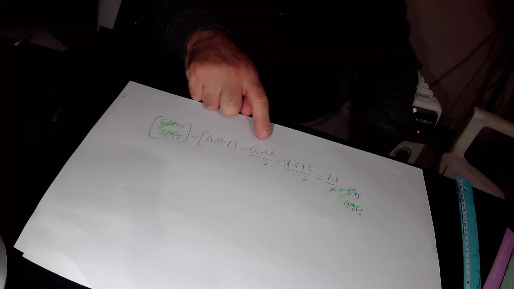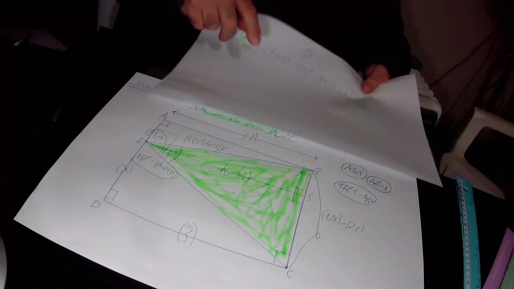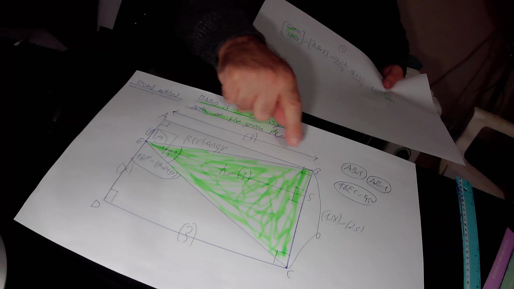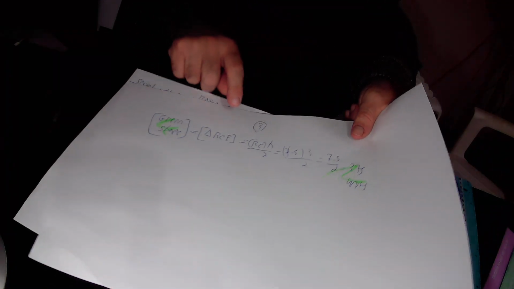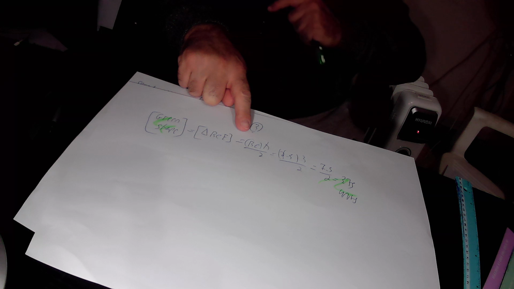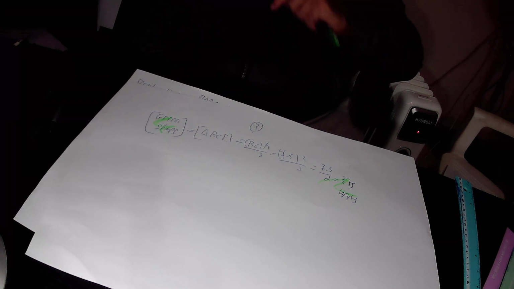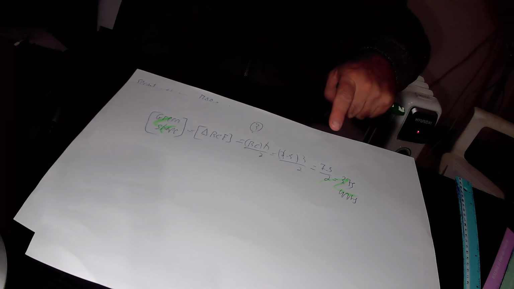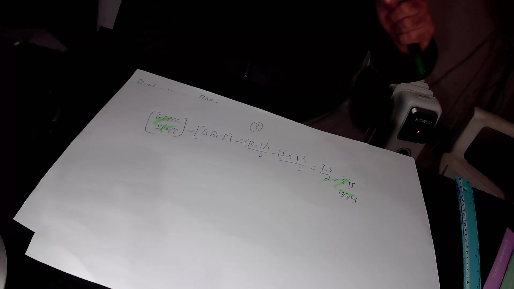Again, the area of the green triangle equals the base BC times the height over 2. The base BC is 2.5 units and the height is 3, over 2. 2.5 times 3 is 7.5, and 7.5 over 2 is 3.75 square units in size.